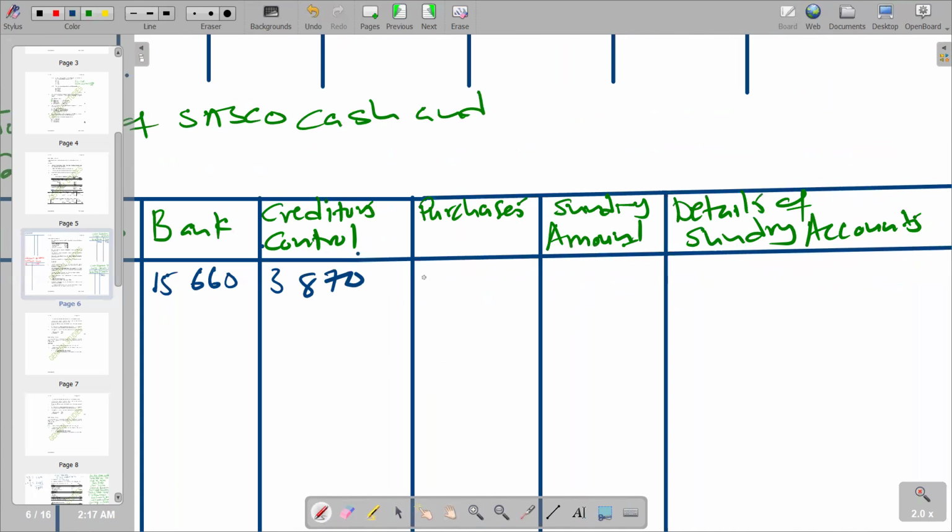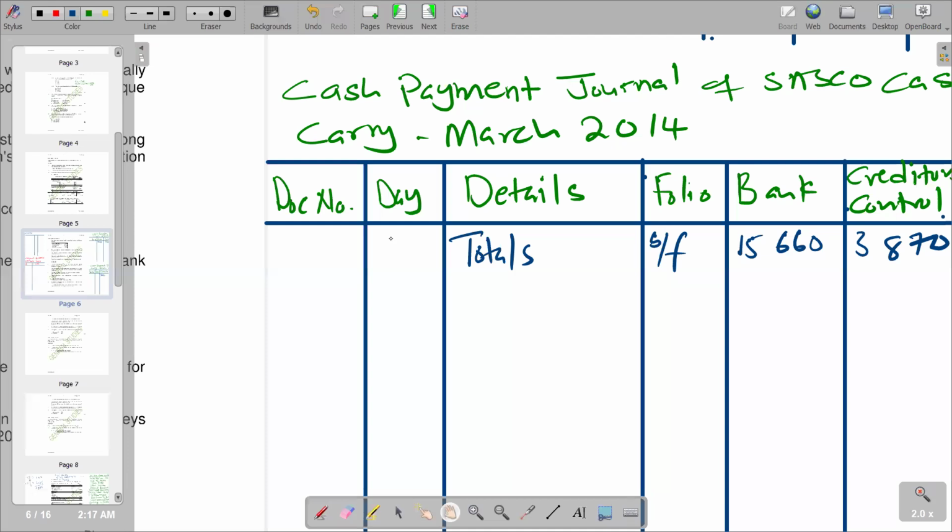In terms of purchases, we have 4,800. Sundry amounts, we have 6,990. And then we can see that those are the amounts that we are having. In terms of our date, remember we're saying it's March 1. Then the document number, we still don't have a document number, so I can leave it blank. So this is what we have said for the cash payment journal.